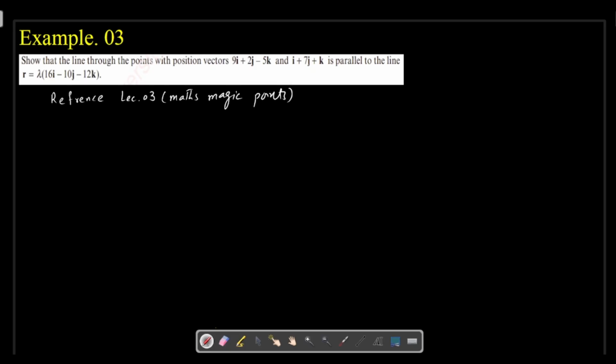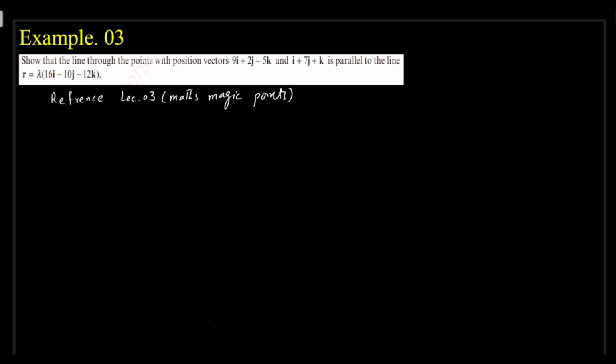Example 3. In this example, show that the line through the points with position vectors 9i plus 2j minus 5k and i plus 7j plus k is parallel to the line r vector equals lambda times (16i minus 10j minus 12k). So in this example, we have to show that the given two lines with the given information are parallel.